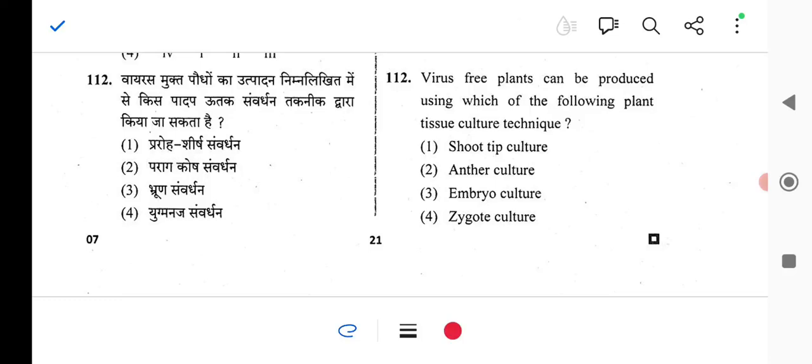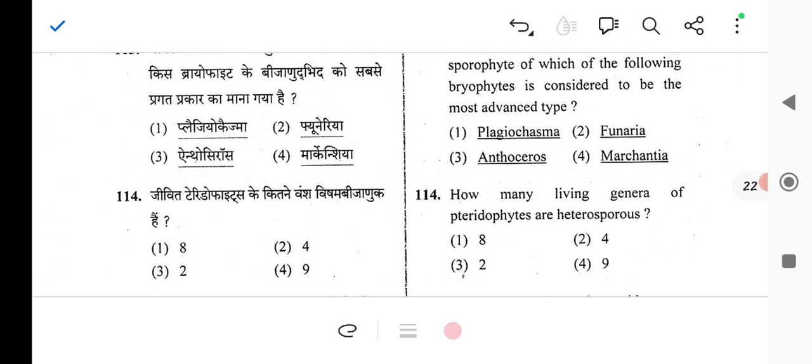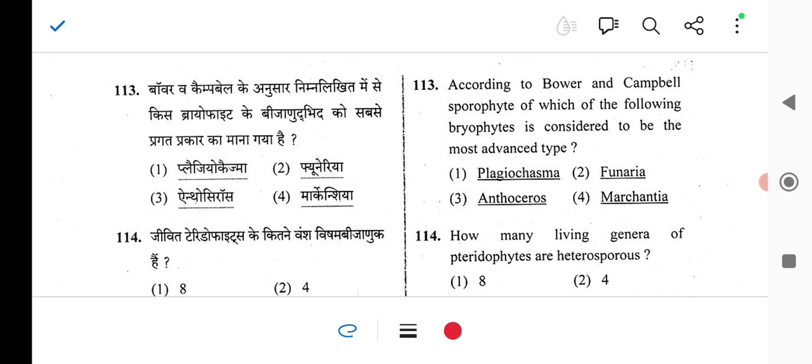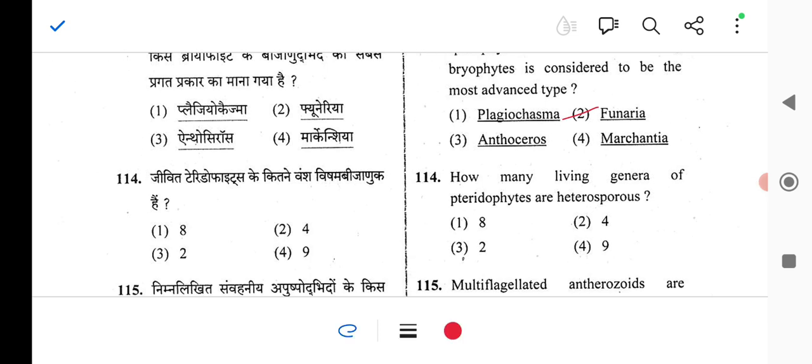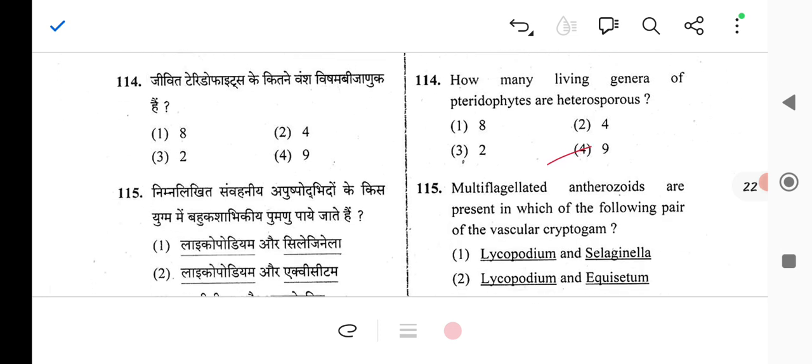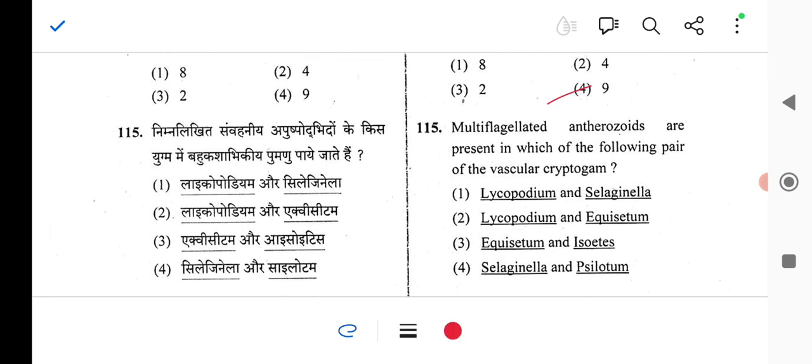Next is virus free plants can be produced using which of the following plant tissue culture techniques? It is shoot tip culture. Shoot tips are free from any diseases. Next is according to Proctor and Campbell, the sporophyte of which of the following bryophytes is considered to be the most advanced type? The most advanced type is Funaria. Next is how many living genera of pteridophytes are heterosporous? It is 9. Next is multiflagellated antherozoids are present in which of the following pair of cryptogams? Multiflagellate you will find in Equisetum and Isoetes.